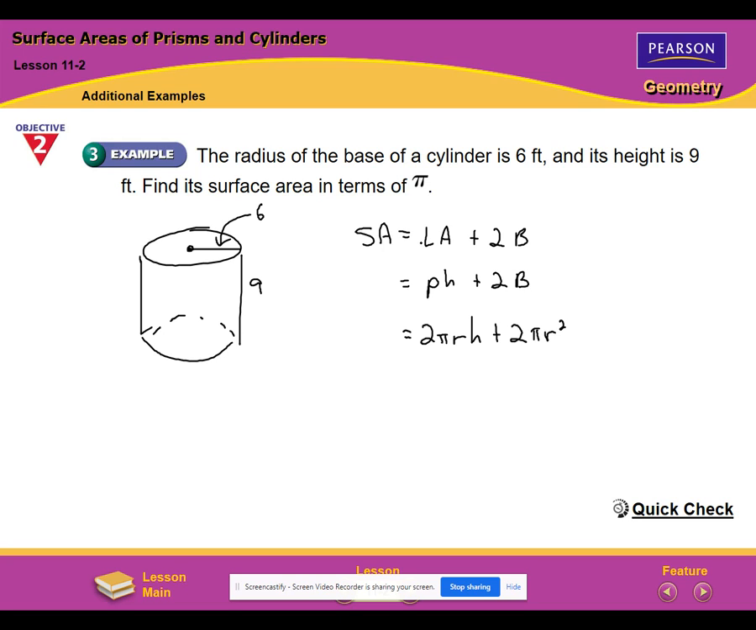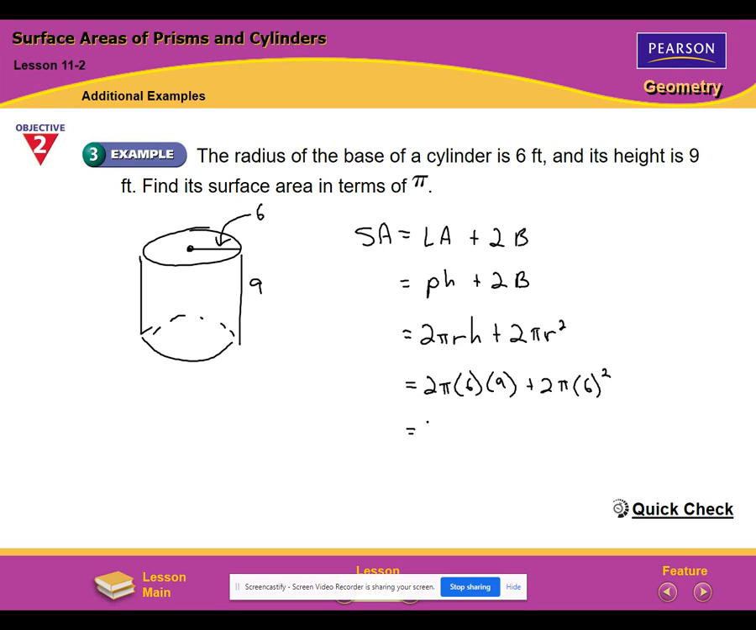All right, now everything that I just wrote here, I don't necessarily expect students to do that, but I just want to show you where the setup is coming from. The critical line of work would be right here. 6 in for the radius, 9 in for the height, 2 pi, and again 6 in for the radius, and it's squared.